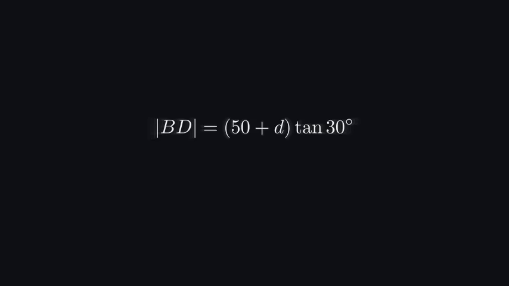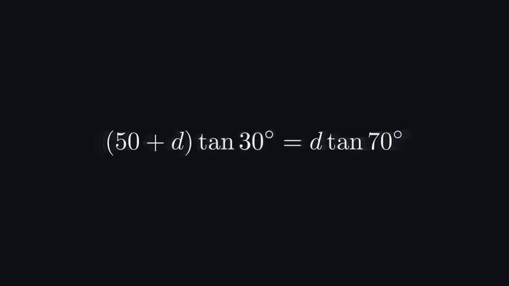Length of BD equals (50 plus d) tan of 30 degrees. Length of BD equals d tan of 70 degrees. Both equations describe the same length, length of BD, so we can equate the two expressions.